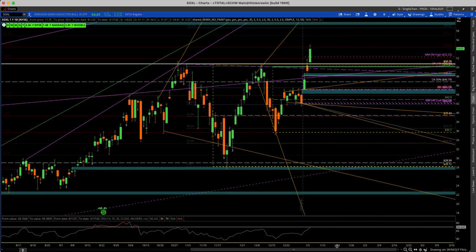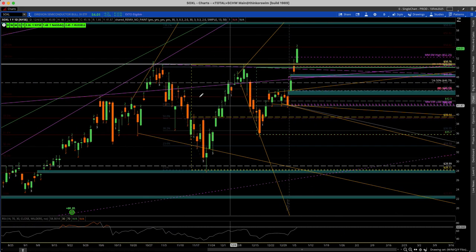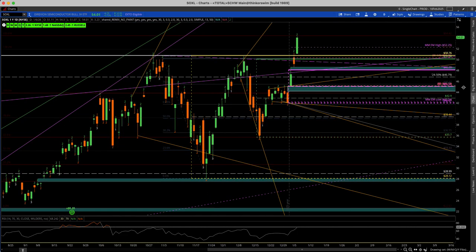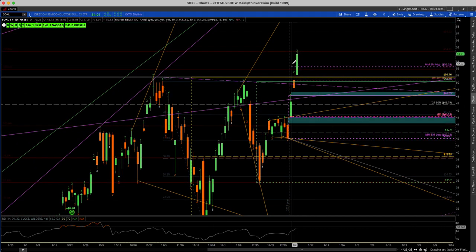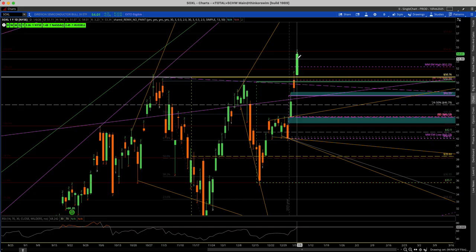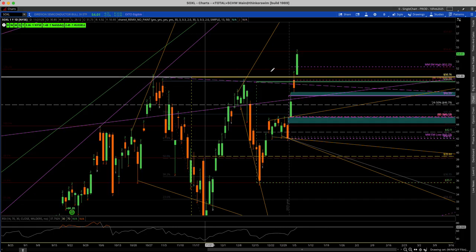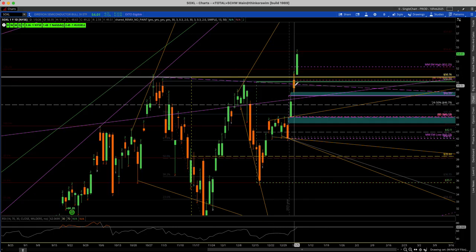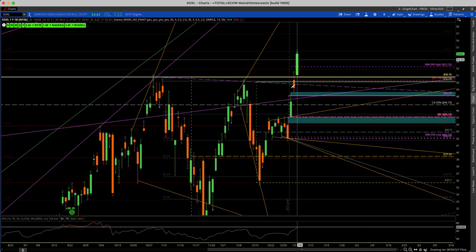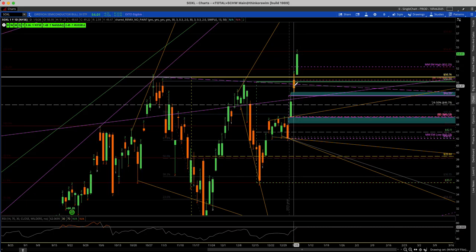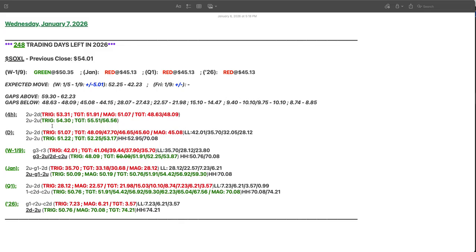If we go to the downside, let's look at downside first, right? Here's this range that we've been in. If we go to the downside, this triggers at 51.07, which is the magnitude of the move on the 4 hour, right? And the magnitude of the move on the day would be the low of the candle to the left of the 2 up. So that would be this 2 up. That low is 48.63, right?